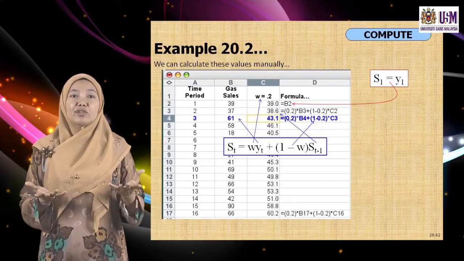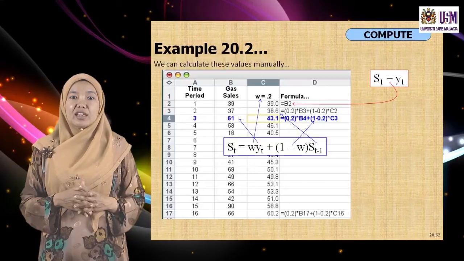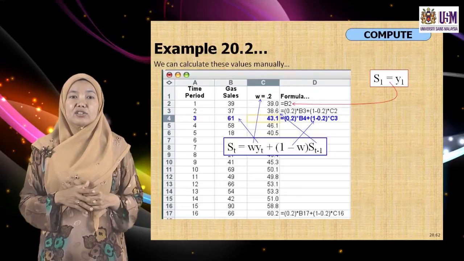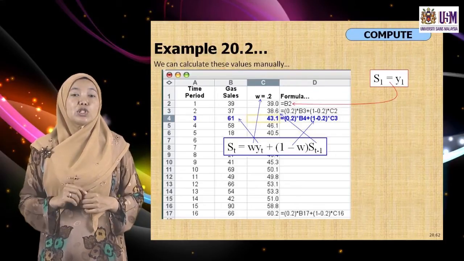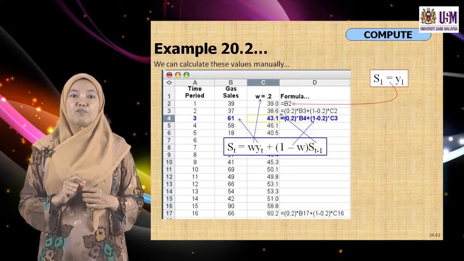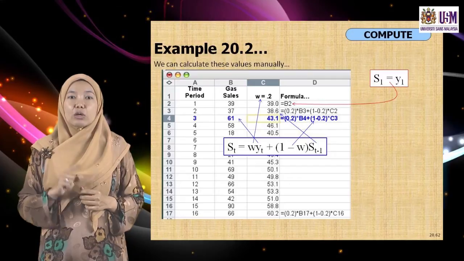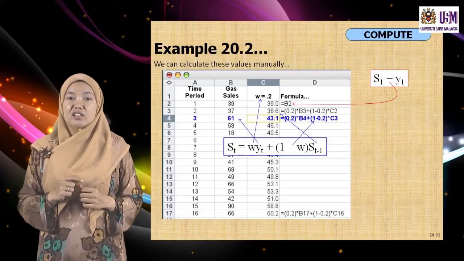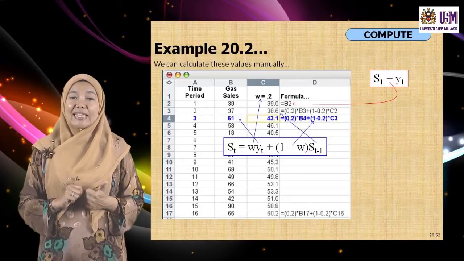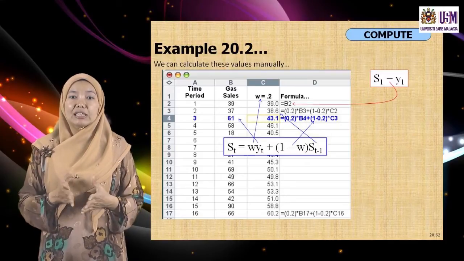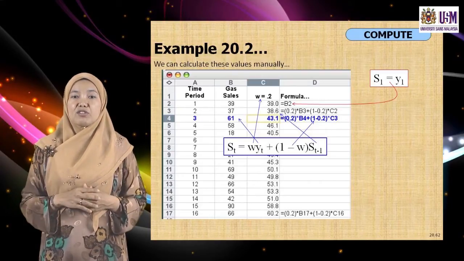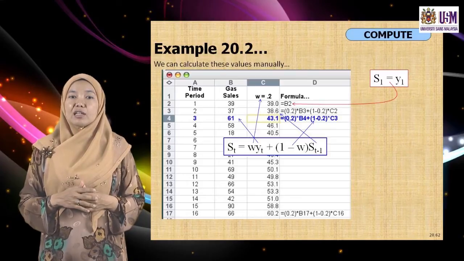In period 2, you have gas sales of 37. So in this case, assuming that your smoothing constant is 0.2, with gas sales of 37, what you need to do is 0.2 multiplied by 37, plus 1 minus 0.2. 1 minus W is simply whatever value of smoothing constant, in this case 0.2, so 1 minus 0.2 is 0.8. So you have 0.8 multiplied by the exponentially smoothed time series value in the first period. In this case, the first period value after smoothing is 39.